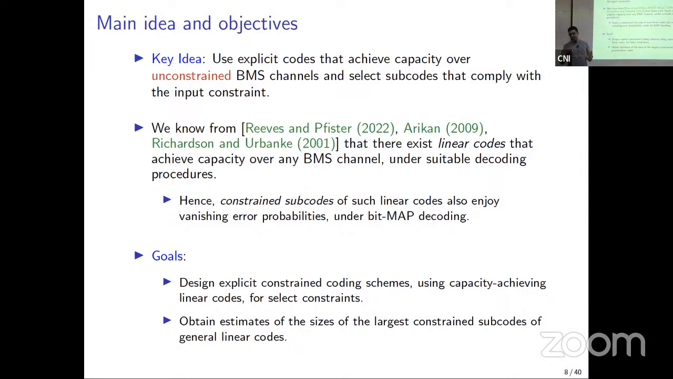Okay. So our only idea is you pick a good linear code and look at constrained subcodes of it. In particular, we'll be looking at Reed-Muller codes, which are codes obtained via polynomial evaluations. And these are codes that have very recently been proved to be capacity achieving over any BMS channels. And we'll try to obtain estimates of the rates of the constrained subcodes.